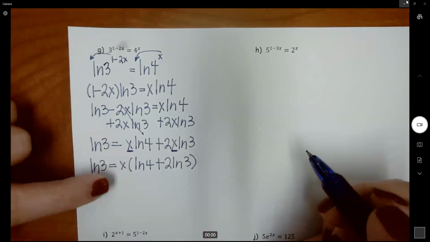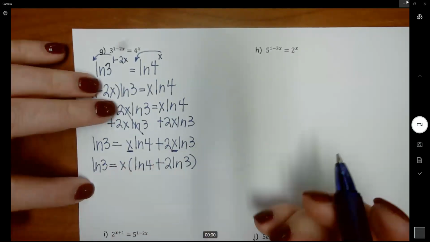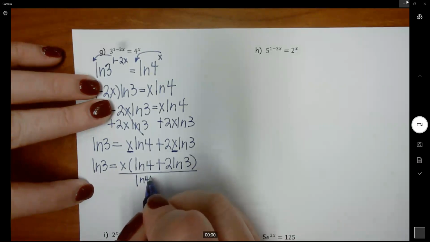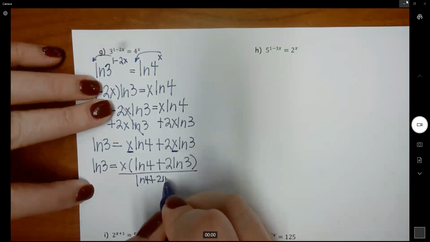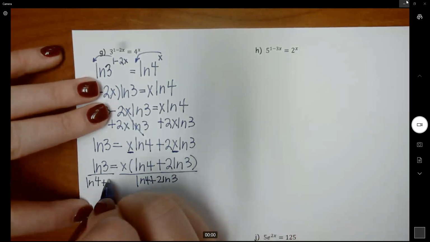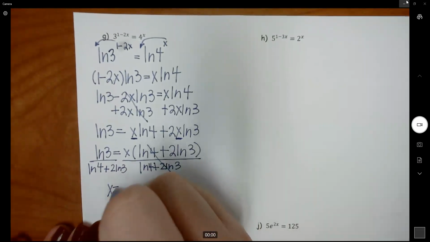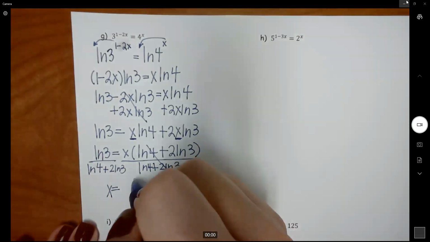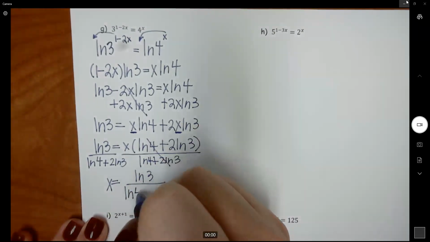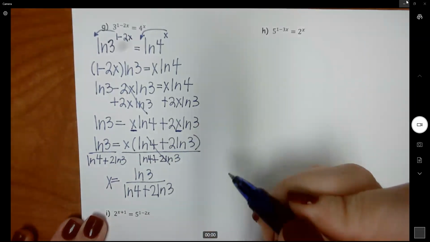And then my last step to get x by itself, this is just x times this, right? You can distribute it back in and get back up to that original, is to divide this over. So that cancels. And so now we have x equals this right here. Natural log of 3, which is just a number, over natural log 4, again a number, plus 2 times the natural log of 3, still a number.